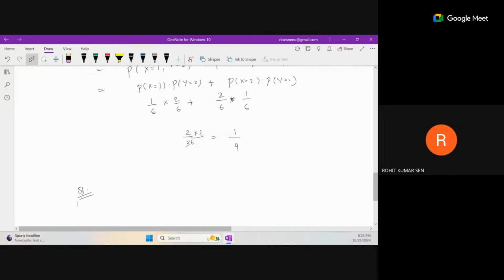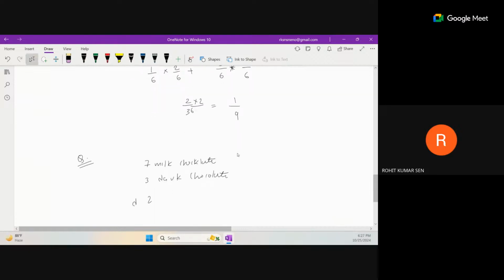So now we will solve the next question. A box contains 7 milk chocolates and 3 dark chocolates. 2 chocolates are drawn at random, one after another without replacement from the box. Let a random variable x denote the number of milk chocolates. Okay, so we have 7 milk chocolates and 3 dark chocolates. We are drawing 2 chocolates.